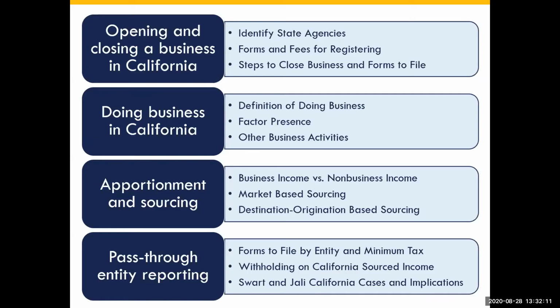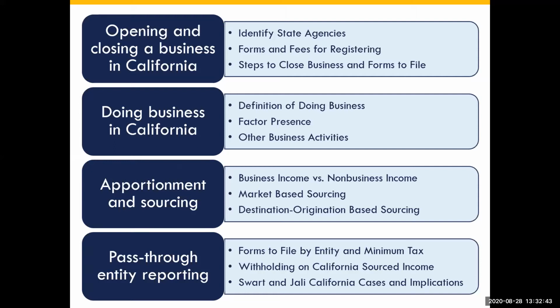So for today, we have a few topics we'd like to touch on. I'm just going to go through these for you quickly. We're going to talk about opening and closing a business in California. So we'll identify some important state agencies. We'll go through some forms and fees for registering, as well as steps to close a business. We'll talk through doing business in California. What is the definition of doing business? We'll talk through factor presence, nexus, and just some other business related activities.